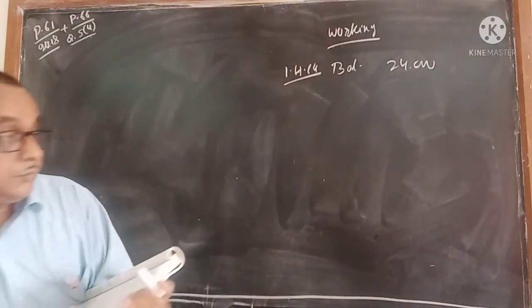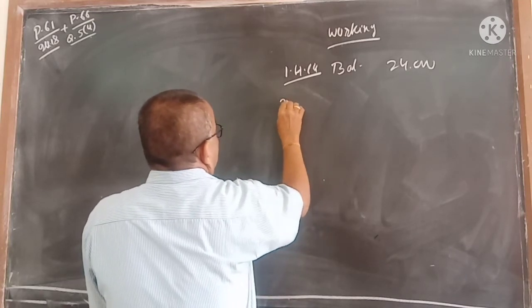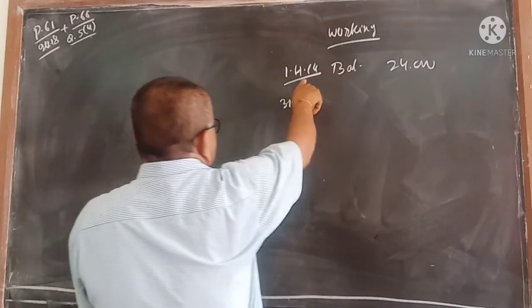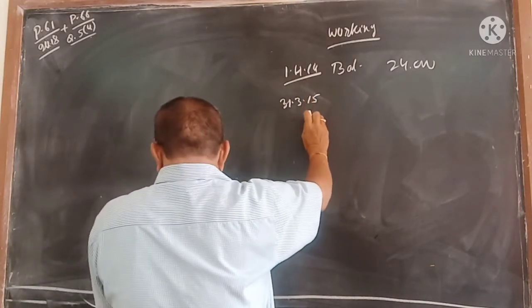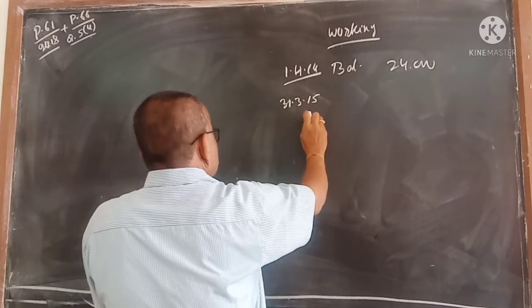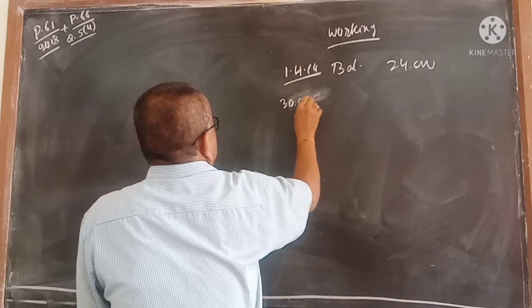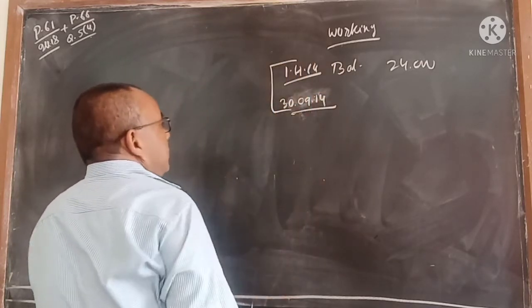30/9/14. This is a full year that will be completed on 31/3/15, because from 1/4/14 to 31/3/15 it comes to 12 months. But the machine you have sold on 30/9/14. Now how many months come from April to September?